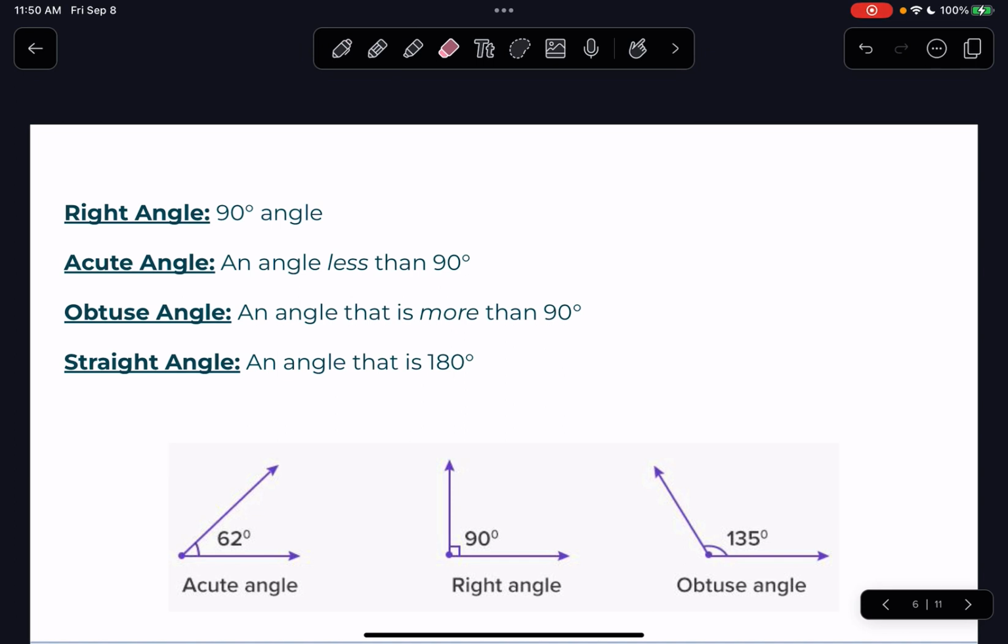An acute angle is always less than 90 degrees. So any angle that is less than 90 degrees, it could be 5 degrees, it could be 35 degrees, could be 89 degrees. If it is less than 90, it is considered acute.